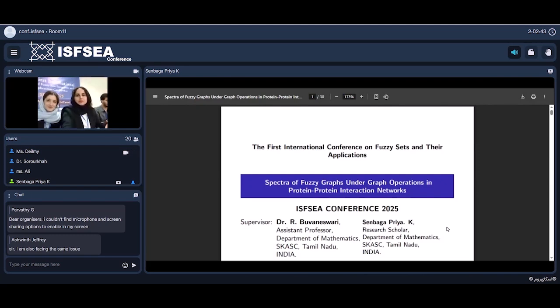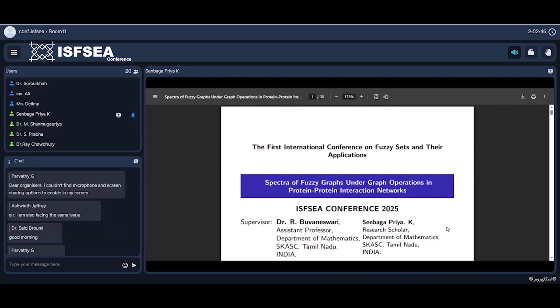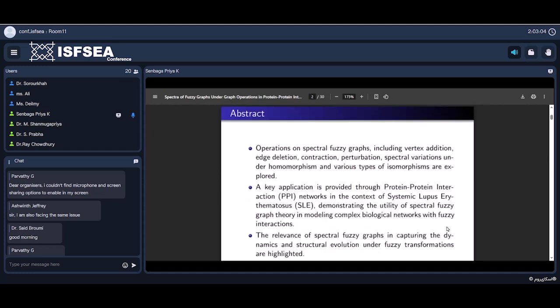I am Senbaga Priya, research scholar from the Department of Mathematics, Sri Krishna Arts and Science College, Tamil Nadu, India, doing my PhD under the guidance of Dr. R. Buvaneswari, Assistant Professor, Department of Mathematics, Sri Krishna Arts and Science College, India. And I'm here to present a topic on spectra of fuzzy graphs and graph operations in protein-protein interaction networks.